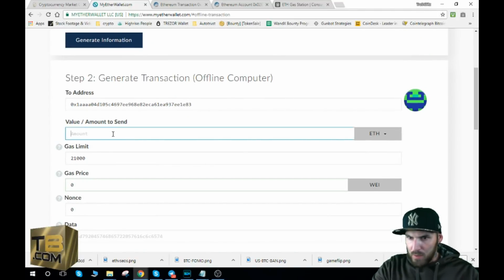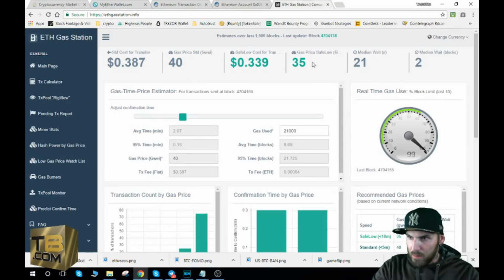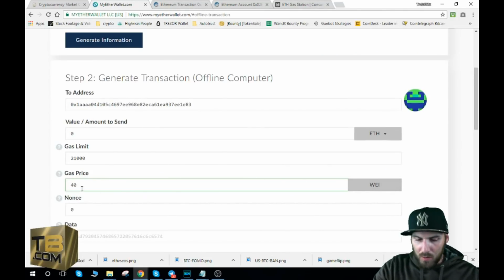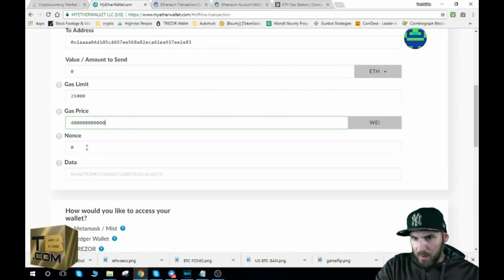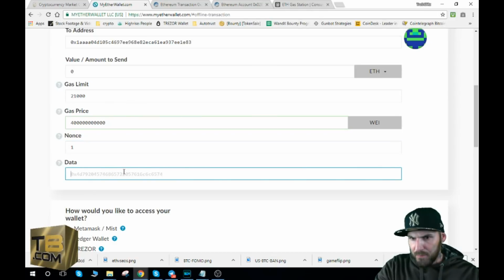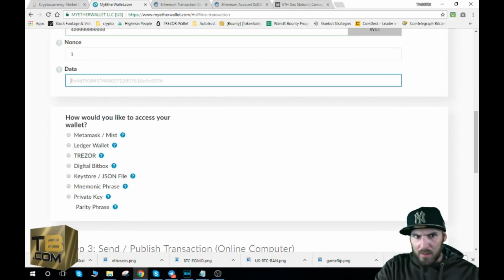The amount, you're going to put zero. Gas price, you need to make sure that it is what the standard gas price is. So we will put 40, and that's in wei, so 10 zeros. 1, 2, 3, 4, 5, 6, 7, 8, 9, 10. And then we said that was a one. Okay. Data, we don't need anything.